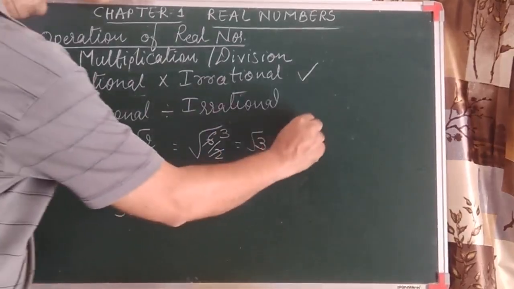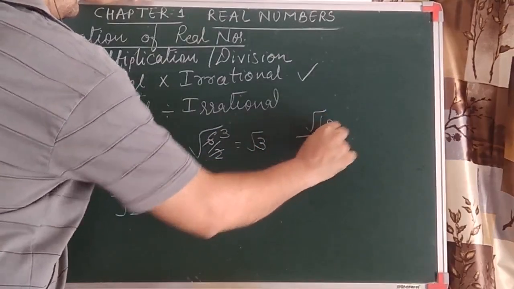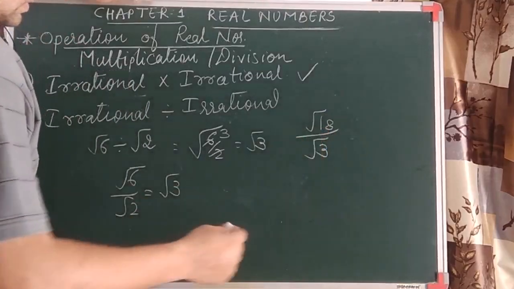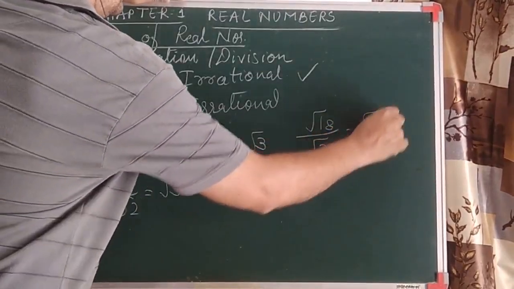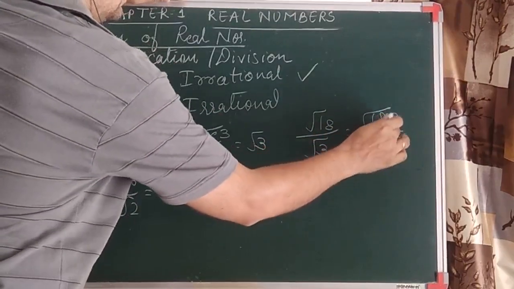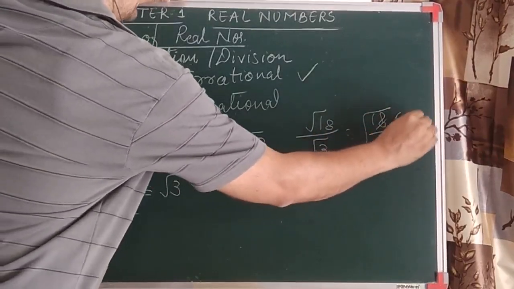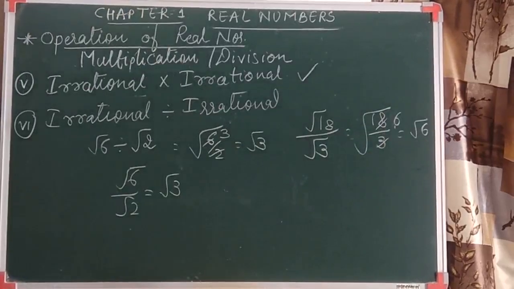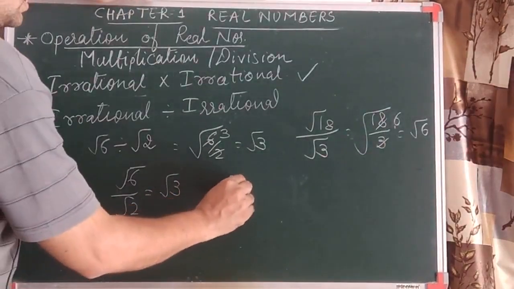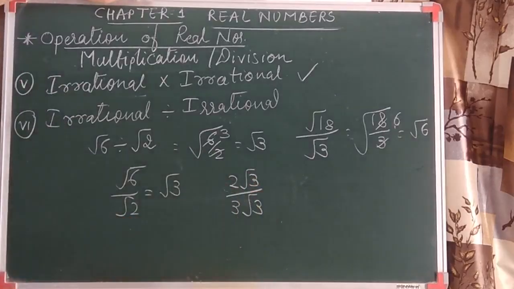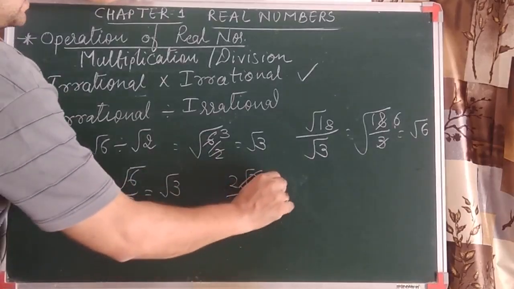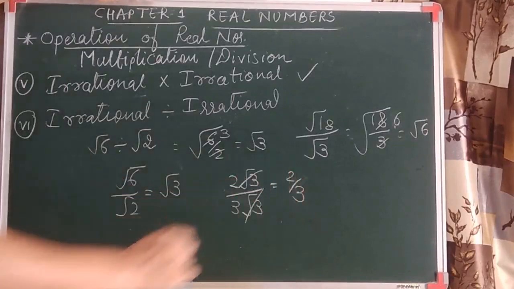Let's have one more. Root 18 upon root 3. As we discussed, it can be written as root 18 upon 3. 3 9s are 27, 6... so the answer is root 6. Suppose it is 2 root 3 upon 3 root 3. So this root 3 would be cancelled. So the answer is 2 by 3.